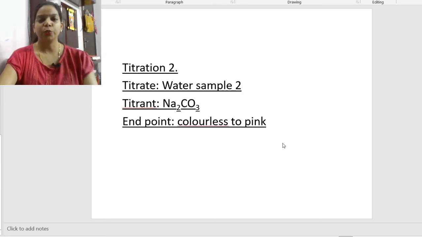In titration 2, you can take your water sample 2, again titrate it with sodium carbonate, and follow the same procedure as we did for sample number 1. The end point for both the titrations will be colorless to pink, because phenolphthalein, as I have already told you, gives pink color in basic medium.